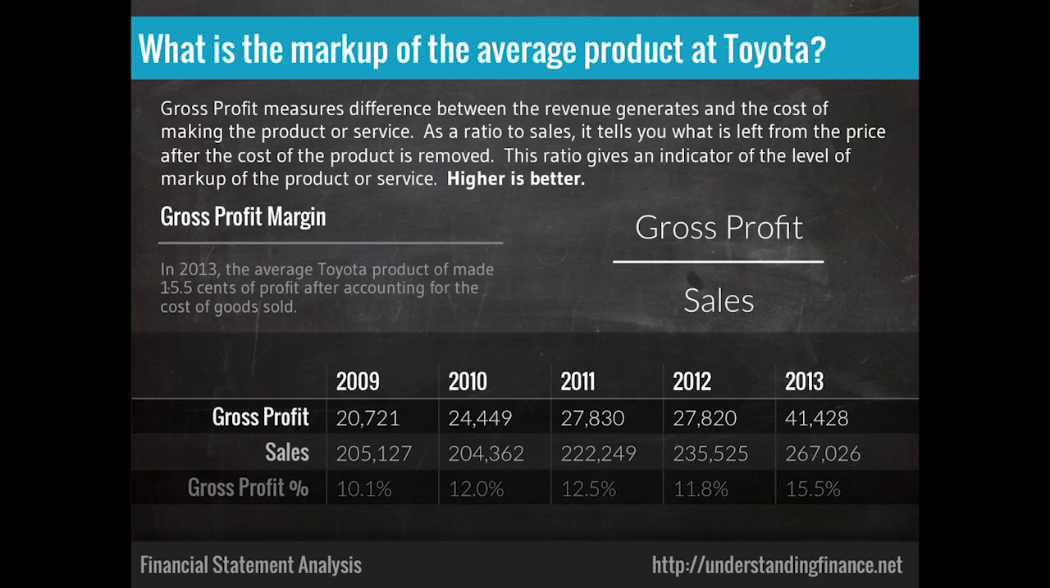So I want to check this over time. And what we see is in 2009, Toyota's gross profit was 10%. By 2013, it had risen to 15.5%. So not only are they making more money relative to their cost, they're actually getting better pricing power over time. And I think that's an important metric to track for a company.